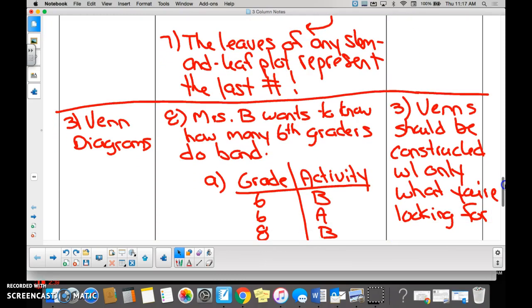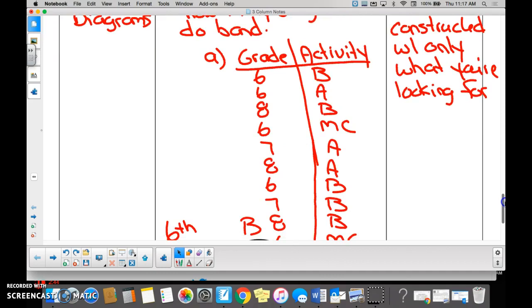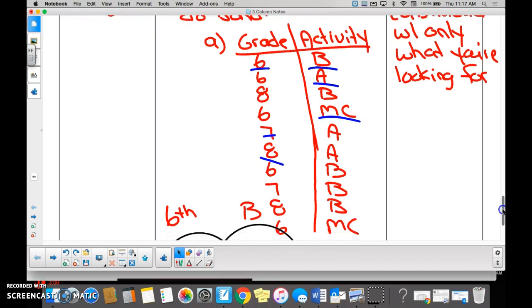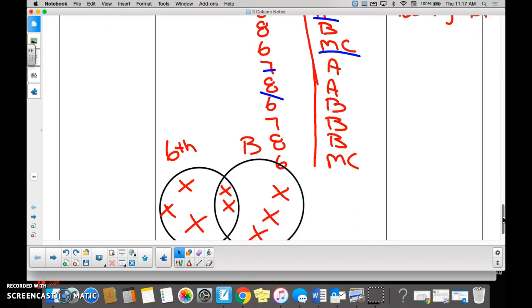And then Venn diagrams. Mrs. Biankowski wants to know how many 6th graders are in band. So when you look at this table of information, 6th graders, 7th graders, 8th graders, do we care about 7th or 8th graders? No. Band, art, and math club, do we care about art or math club? No. So what we did is we just evaluated each student. The first student was a 6th grade band student, so in our Venn diagram, whoever's clicking, can you stop? A 6th grade band student would fall into the 6th grade circle, they would fall into the band circle, so we put an X where they overlap, yes or no?